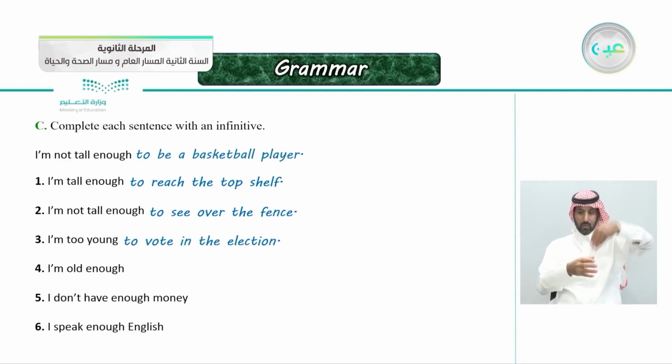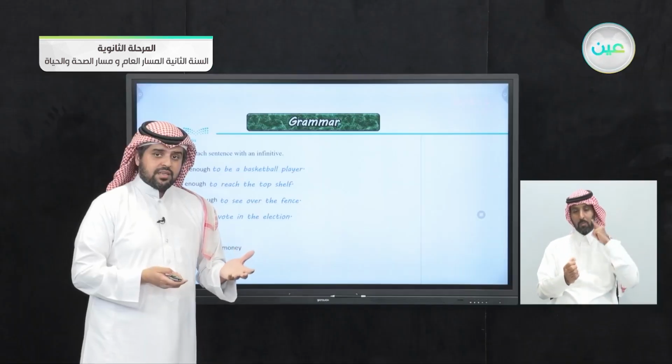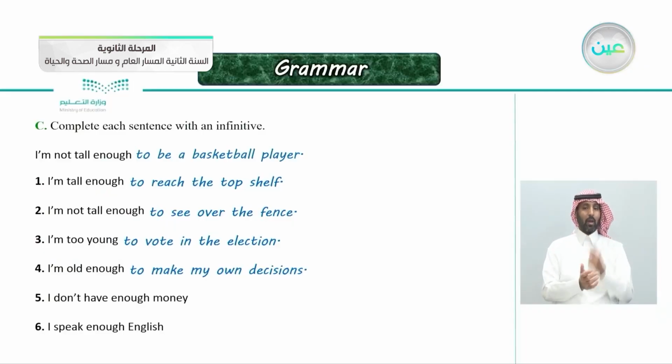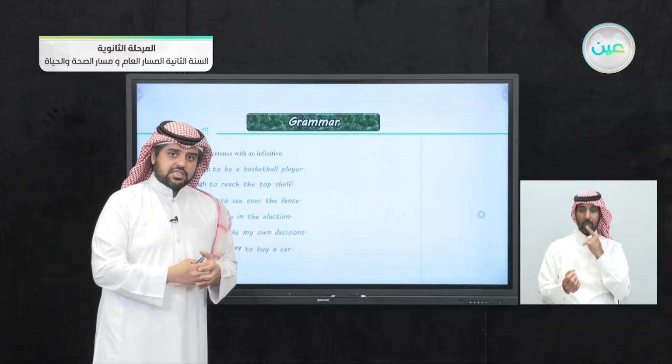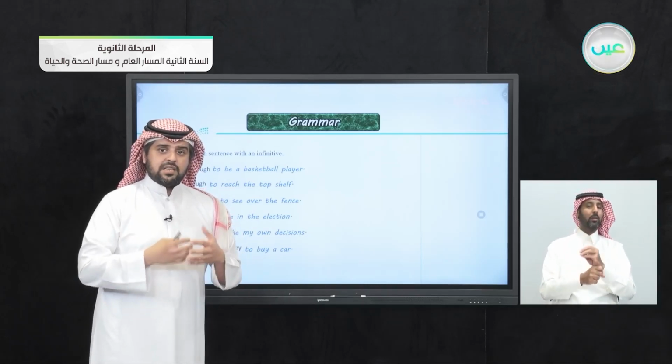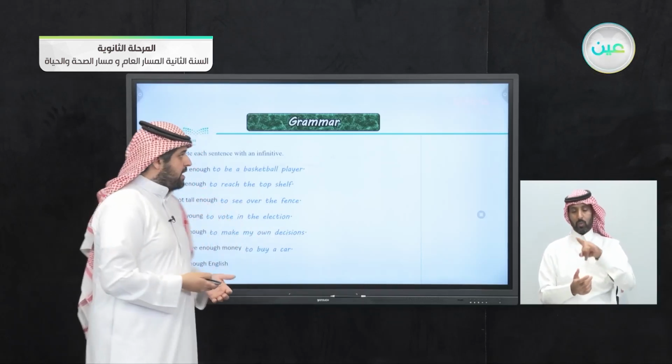Number 4, I'm old enough to do something. Like, for example, here, I'm old enough to make my own decisions. Number 5, I don't have enough money to buy something, to buy a car. Number 6, I can speak enough English. For example, here, I can speak enough English to become an English teacher. Or maybe you can say, I can speak enough English to travel abroad, and so on.